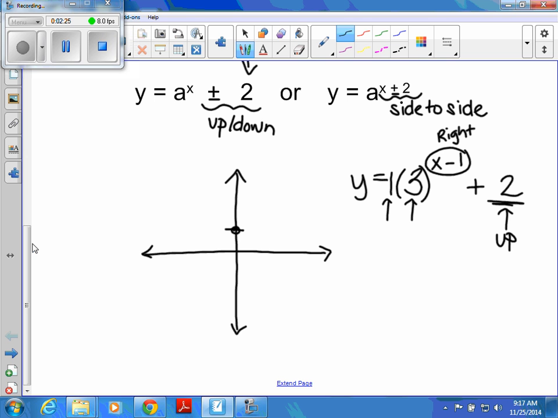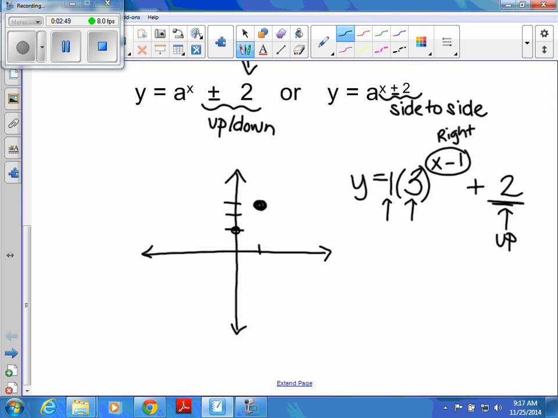So this is what your graph looks like. You start at 1. But that's not going to be your actual spot, because you're going to shift this. You're going to go up 2 and to the right 1. This is my new spot that my graph is going to go through. Again, I start at 1 because that's my initial value. I'm going to shift it up 2 and to the right 1.